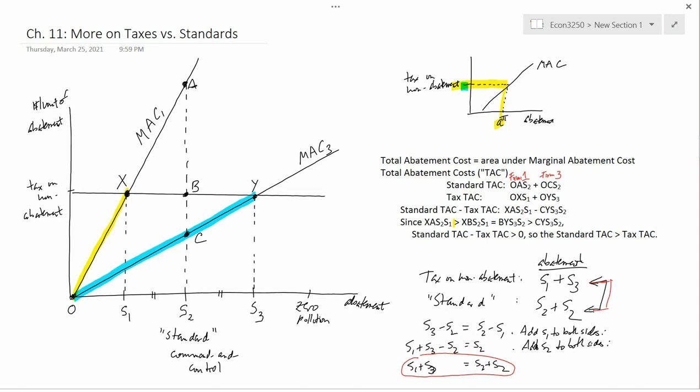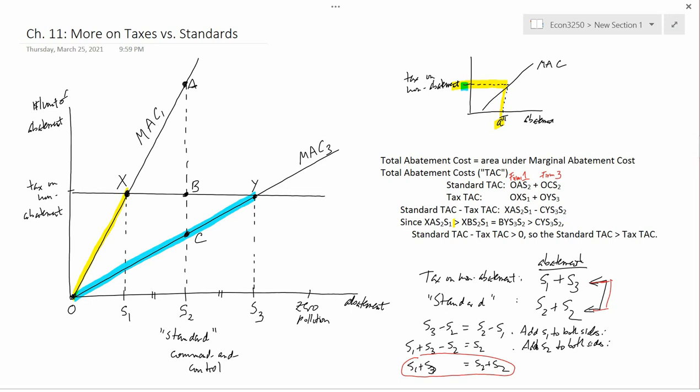And even setting aside the question of whether this is fair or unfair, that the quote-unquote cleaner firm ends up paying more money, there's a question of dynamic incentives. As time goes on, firms can change their MAC curve. Firm one could adopt newer technology and become more like firm three. Firm three could presumably adopt older technology and become more like firm one.